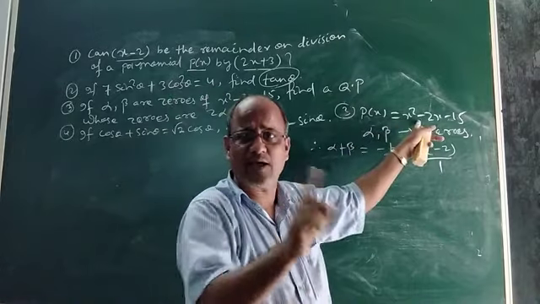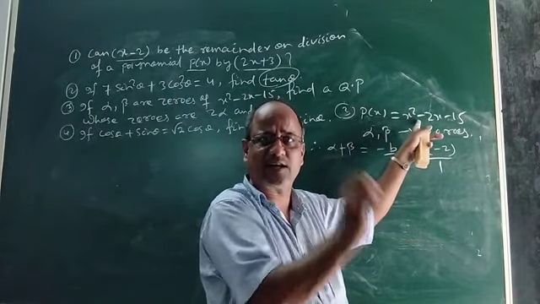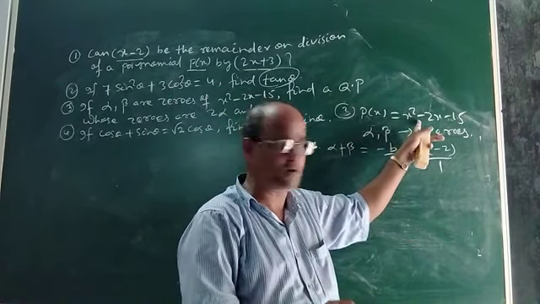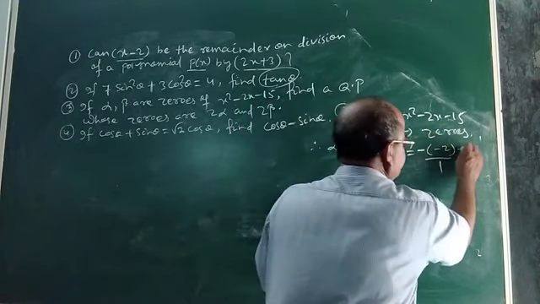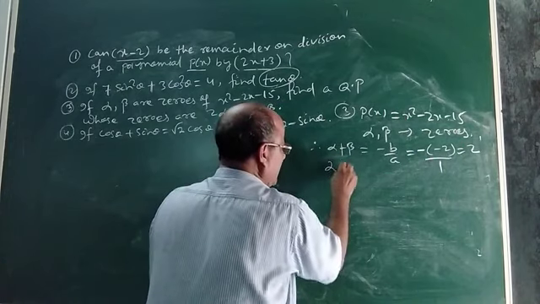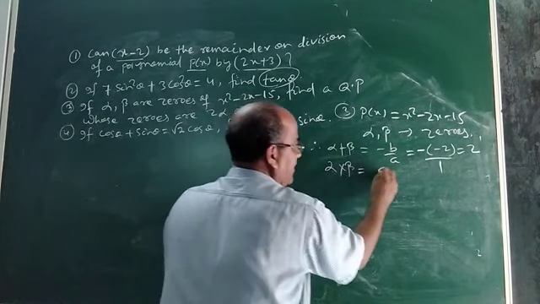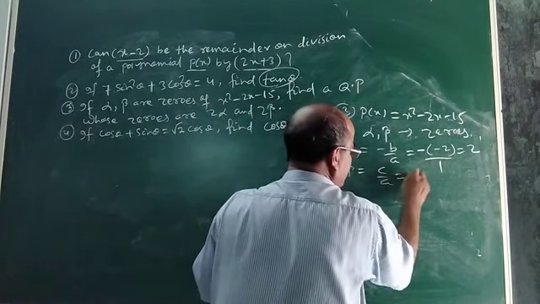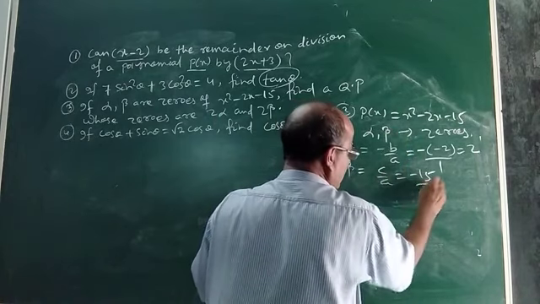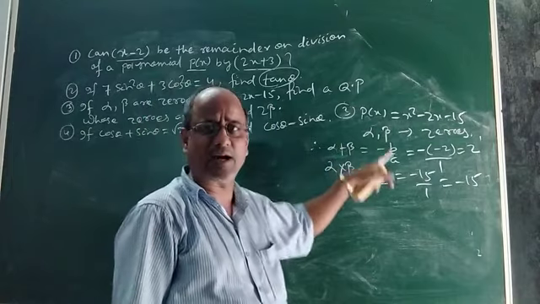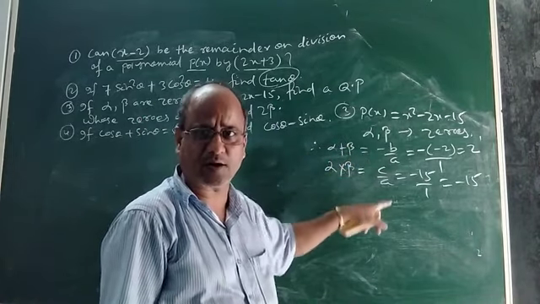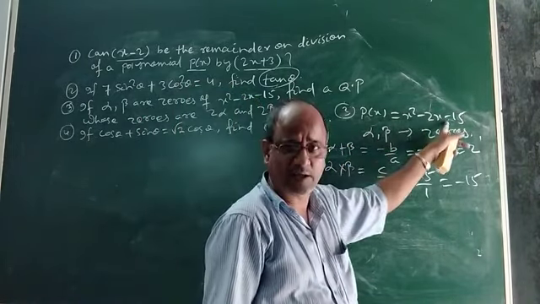It is in the form ax square plus bx plus c, which is the general form of every quadratic polynomial. So the value of b is minus 2, and minus of minus 2 is 2. And what is the product of alpha and beta? It is c by a. What is the value of c? Minus 15. And a is 1, so it is minus 15. Now we got the value of alpha plus beta and alpha into beta, that is the sum of zeros and product of zeros of this polynomial.